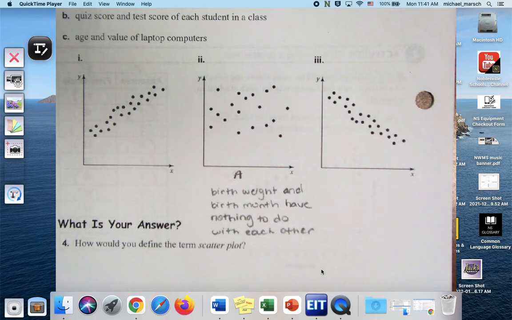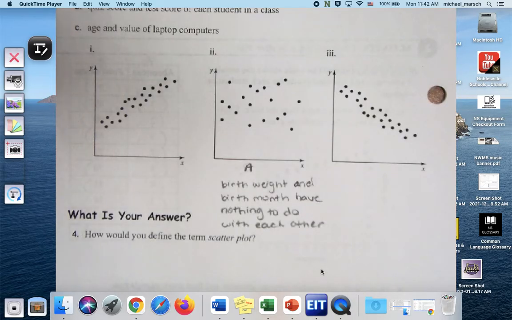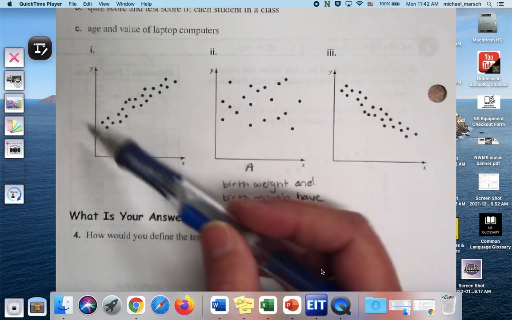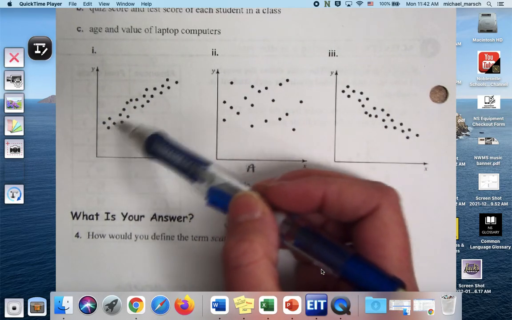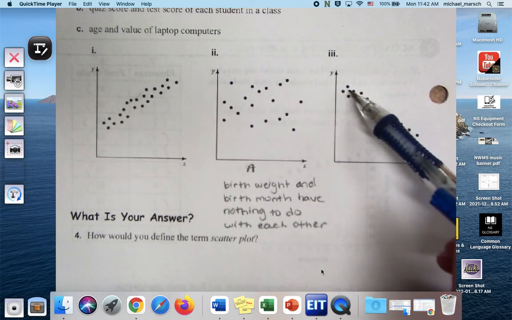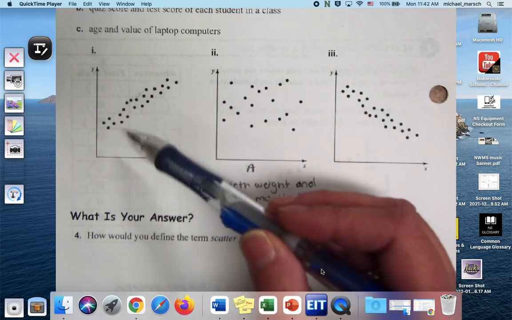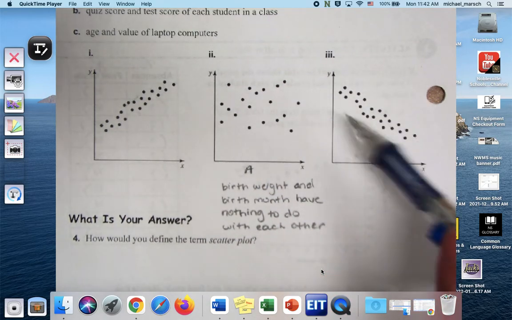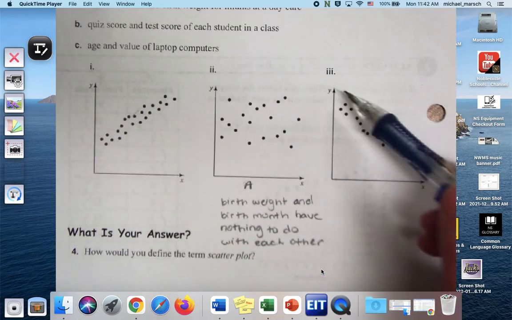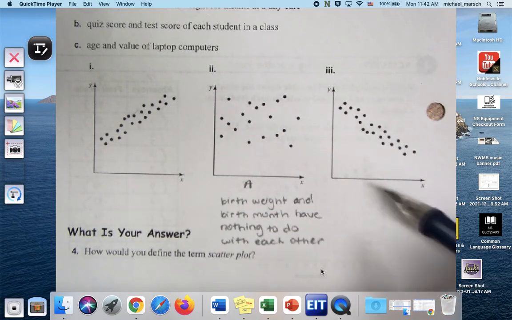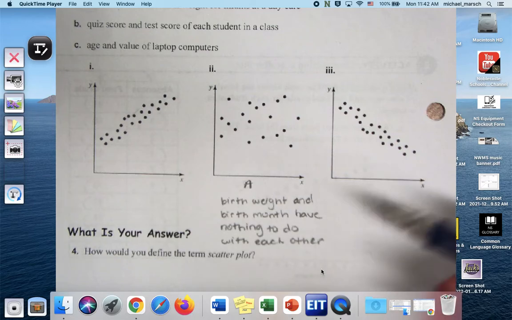Okay, how about quiz score and test score for each student in a class? What do you think? Maggie? The last one, 3. It's actually the first one. And here's why. Because if you have a lower quiz score, probably your test score is also going to be lower, right? It's going to be an increasing graph, and if you had said the higher the quiz score, the higher the test score, then I would have been like, yeah, that totally works.